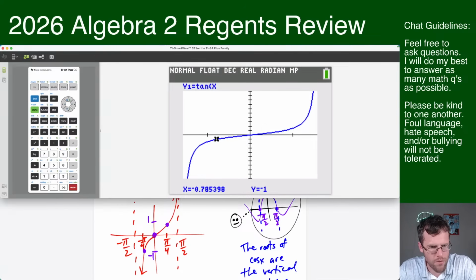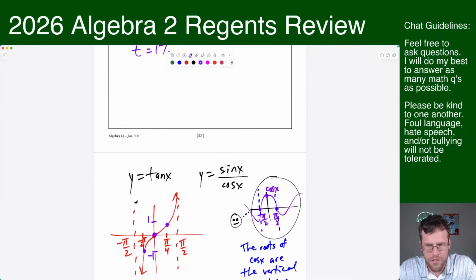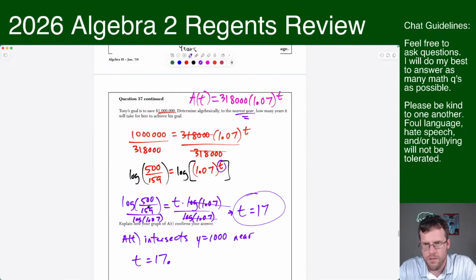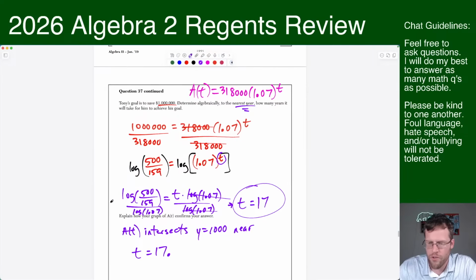Okay, so cool. 37b. What was 37b? Oh, this one. Okay, so for 37b, I set our function equal to 1,000,000. But then first divide by 318,000. And that gets you to, I'll just show without, gets you to here.